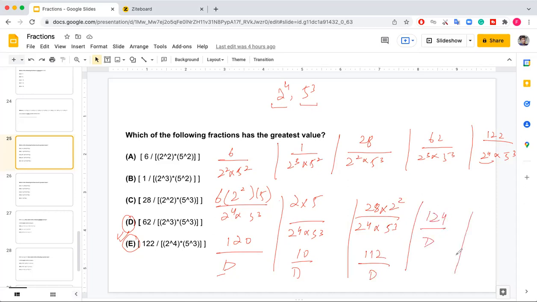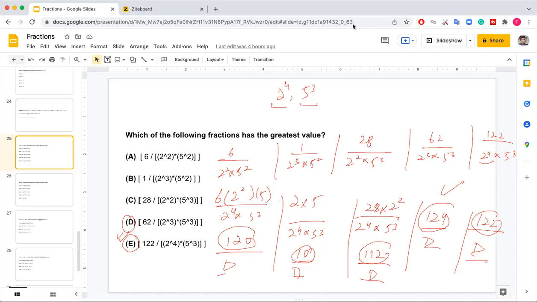And the last one is already 122 over the denominator. Now see, all of these denominators are equal. So you can clearly see 120, 10, 112, 124, and 122. Which value is greater? 124. Yes, D. I just did it with the help of the denominator. You can also do the same with the help of the numerator, but that will be difficult. Got my point? Yes, also using the denominator.